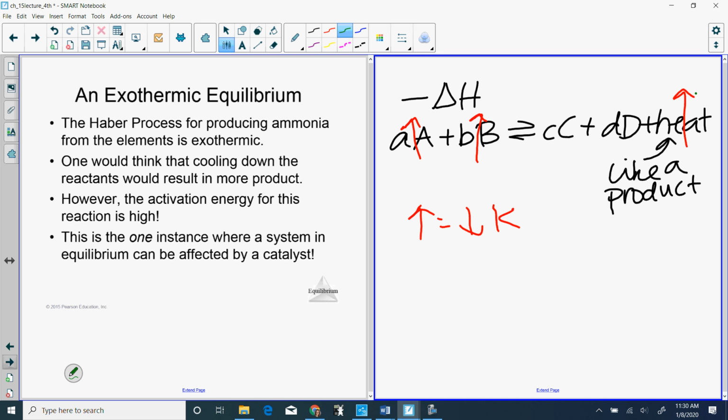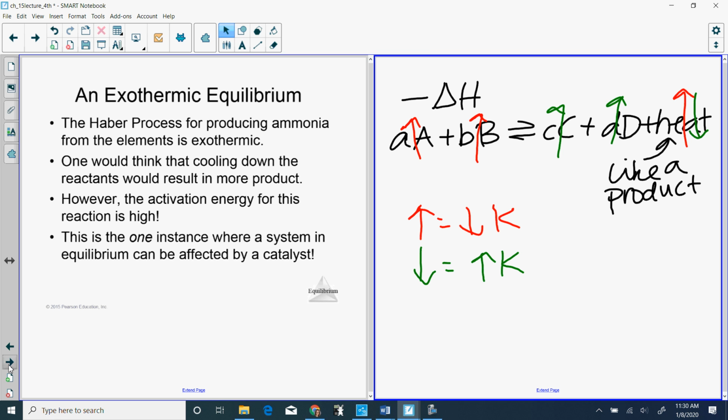What if I decrease my heat, though? Which way is it going to go, left or right? My C and D go up. My K is going to go up because it's in the numerator.